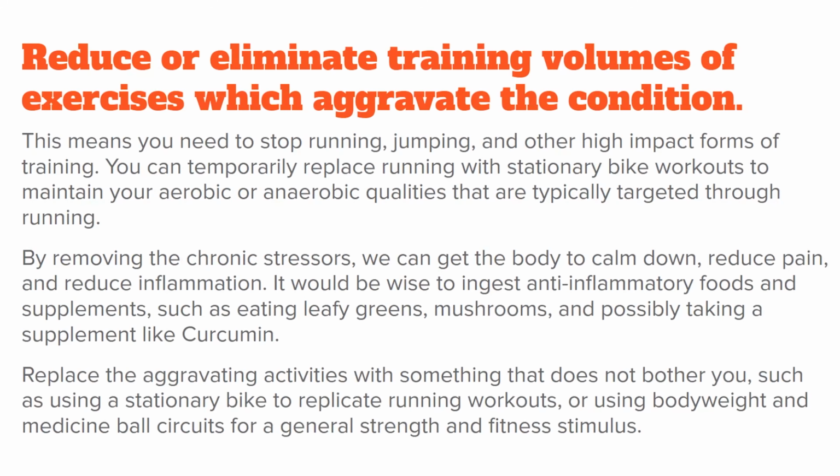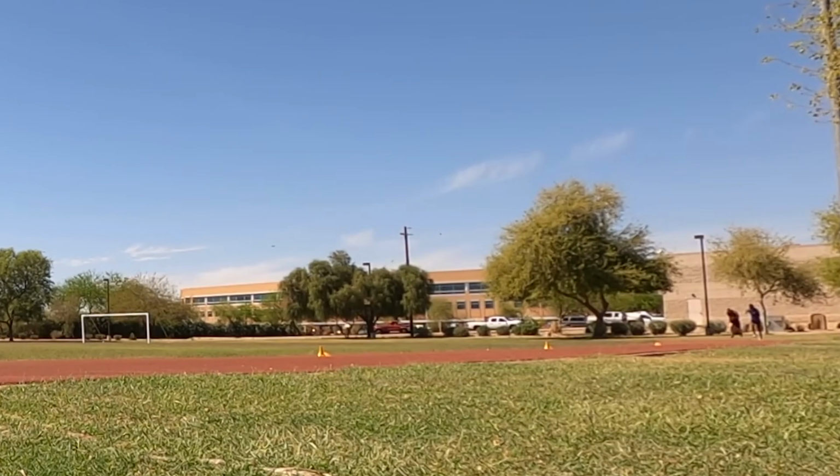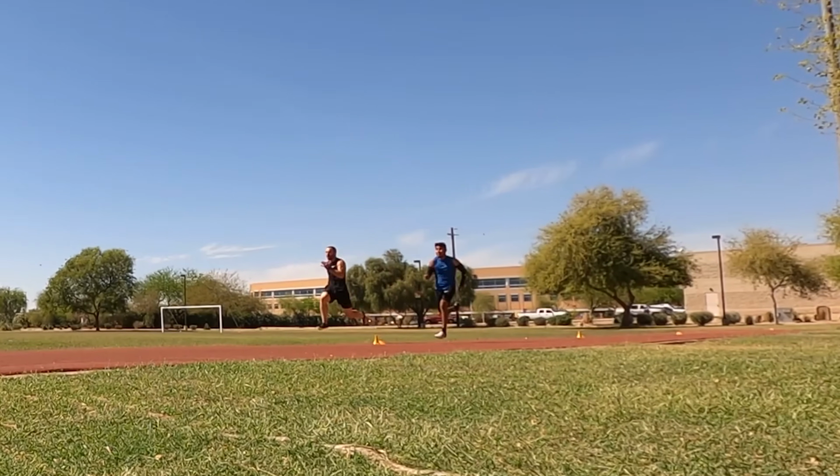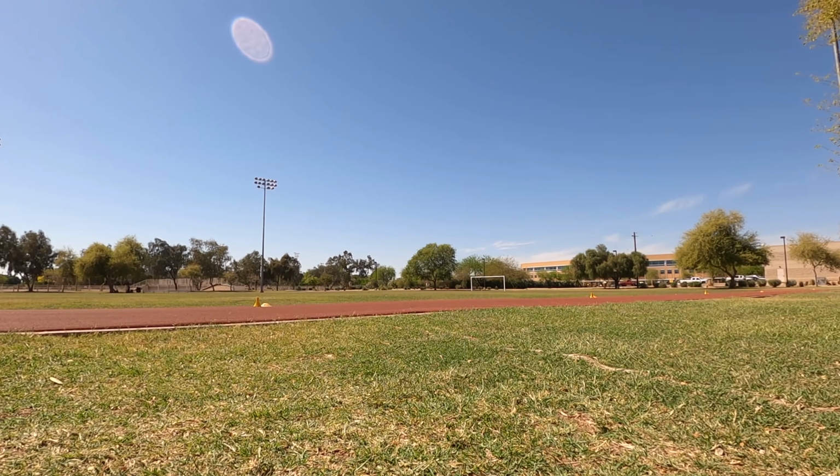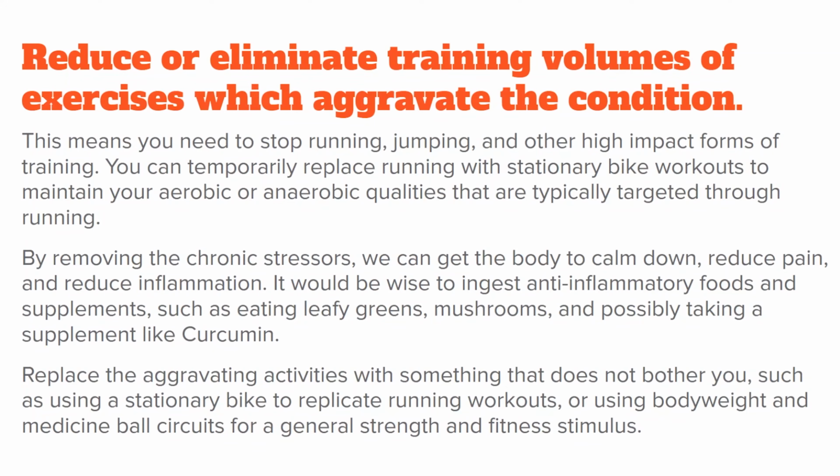So let's talk about reducing or eliminating training volumes of exercises which aggravate the condition. This means you need to stop running, jumping, and doing other high-impact forms of training when you have shin splints. You can temporarily replace running with something like a stationary bike workout to maintain your aerobic or anaerobic qualities that are typically targeted through running.